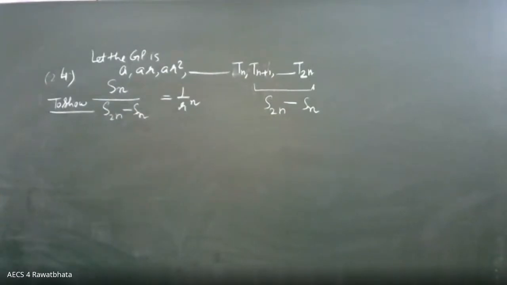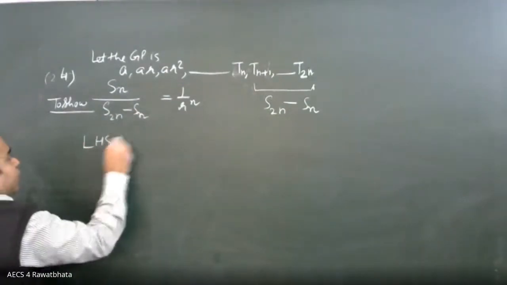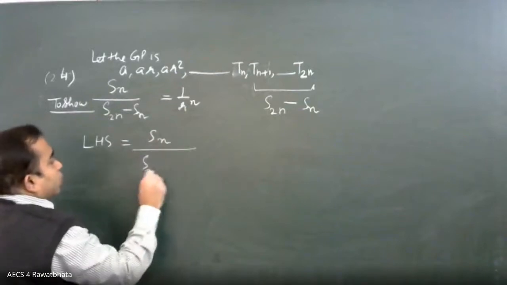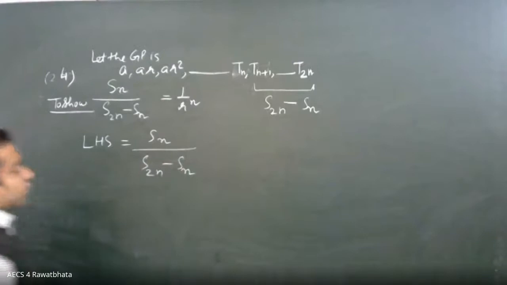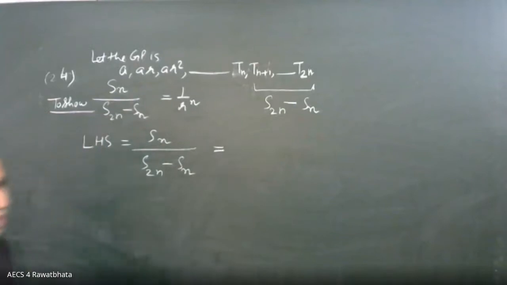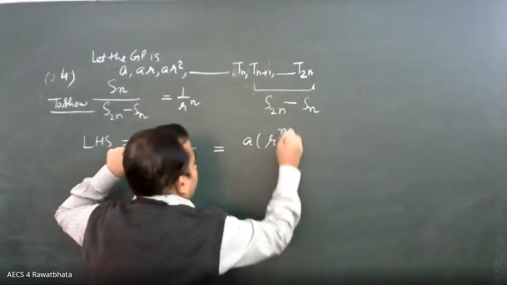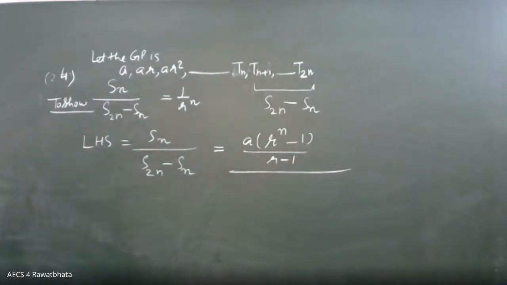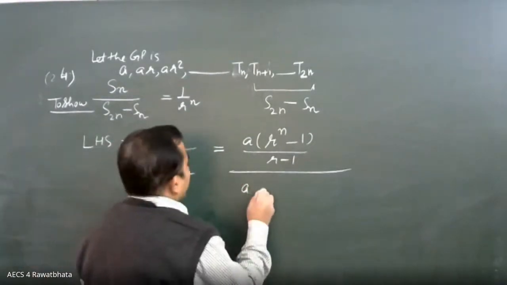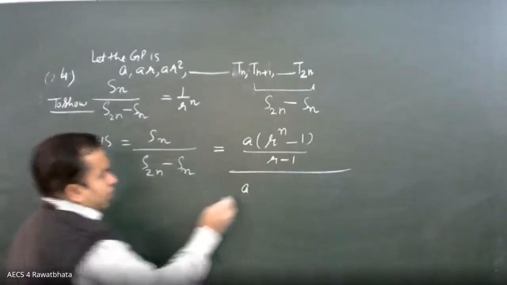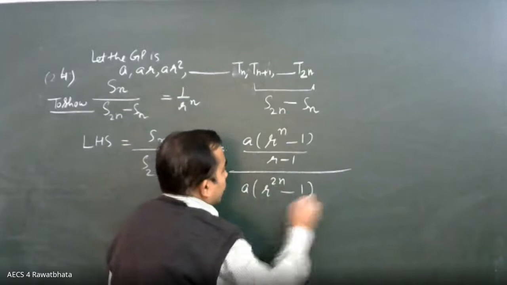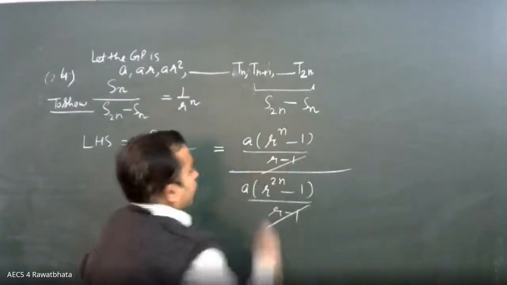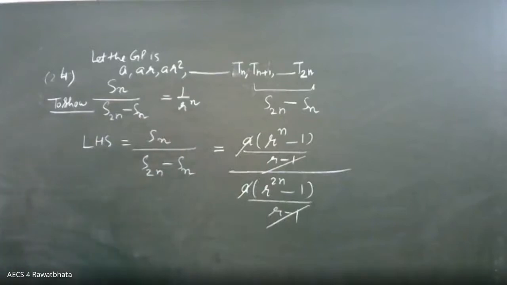Let us begin with LHS. So LHS is Sn upon S2n minus Sn. Let us use the formula for Sn. For a GP, Sn formula is A into r raised to power n minus 1 upon r minus 1. Use it. A into r raised to power n minus 1 upon r minus 1 whole upon S2n minus Sn. S2n will become A, only difference is that in place of n, 2n will occur. R raised to power 2n minus 1 whole upon r minus 1. R minus 1 gets cancelled, A gets cancelled.